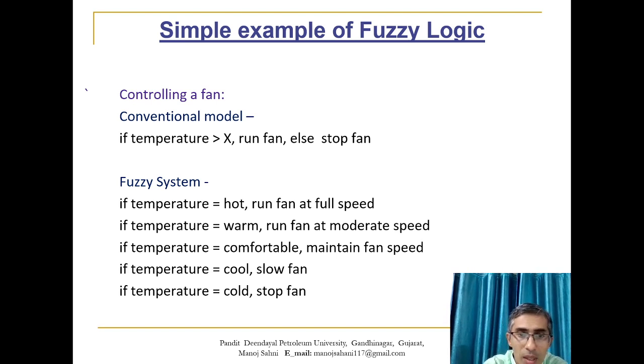In the fuzzy system, the temperature around our surroundings can be represented in the form of hot, warm, comfortable, cool, cold. The human thinking is that our fan will adjust according to the temperature of our environment. If the temperature is hot, then we have to run the fan at full speed. If the temperature is warm, then our fan should run at moderate speed. If it is comfortable, then we have to maintain the fan speed. If it is cool, then we have to slow down the fan. And if the temperature around our surroundings is cold, then we have to stop the fan.